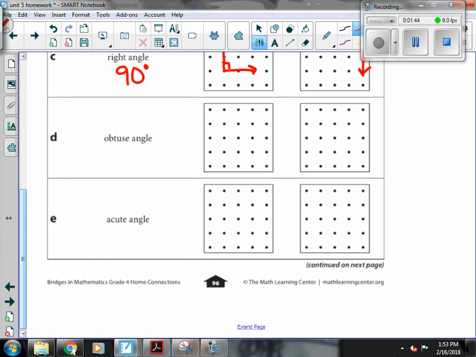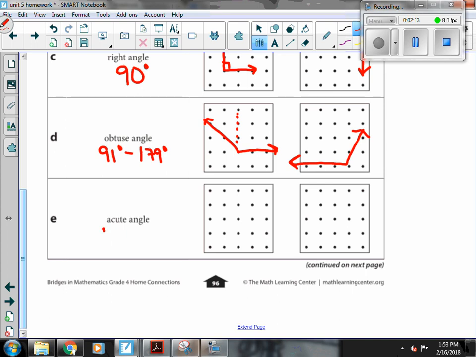An obtuse angle is an angle that's bigger than 90, so at least 91, but just under 180, so anywhere in there. So I'm going to draw one like that. 90 degrees would have been up here, and I drew mine past that. And then I'll have one go the other way.